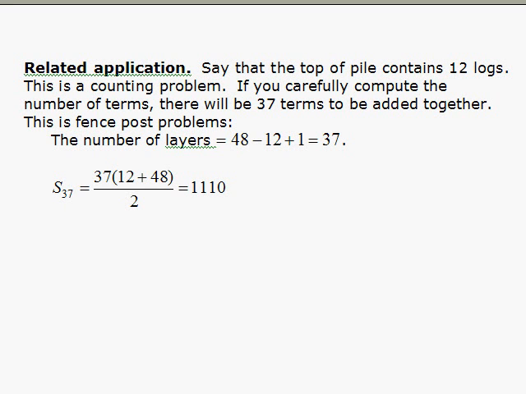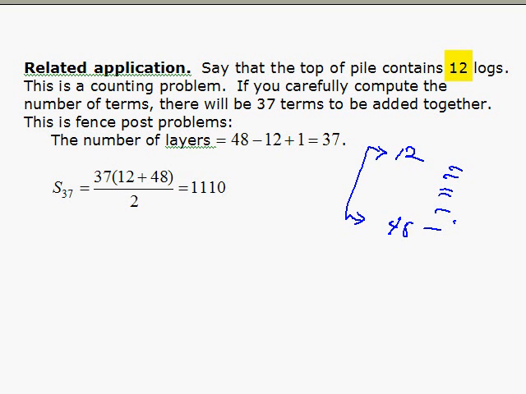Let's say we started with the one that had 48, so it's got 48 in the bottom row. And instead of going all the way to 1, the top layer only has 12. The problem here is it's going to take a little bit of work to figure out how many layers you have. Remember the fence post problem when we were counting with the segment notation. To find how many layers you have, because you're including the layer with the 12 in it, would be 48 minus 12 plus 1, which is 37.